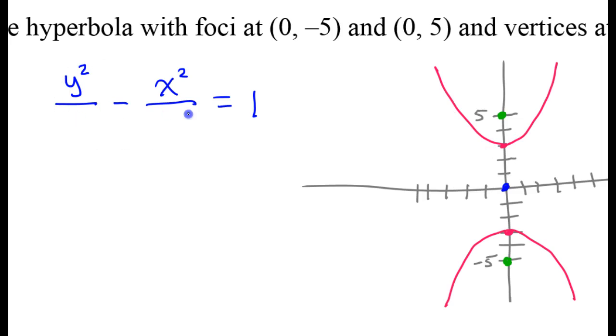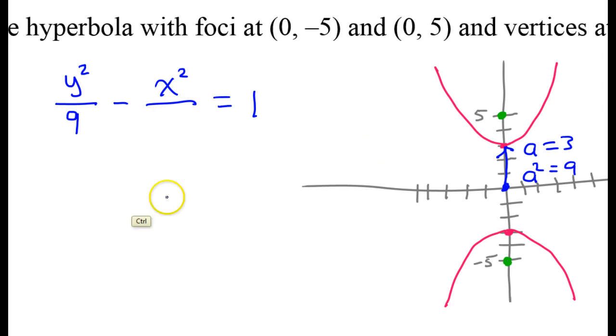Well, a squared and b squared. So guess what? We already have a, because a is the distance from the center to a vertex. So a is 3, which means that a squared is 9. And for hyperbolas, the a squared value always comes first in standard form, the positive one. So all that's left is the b value.